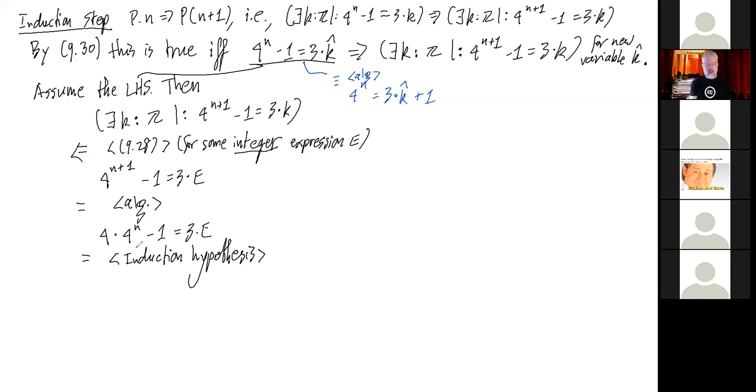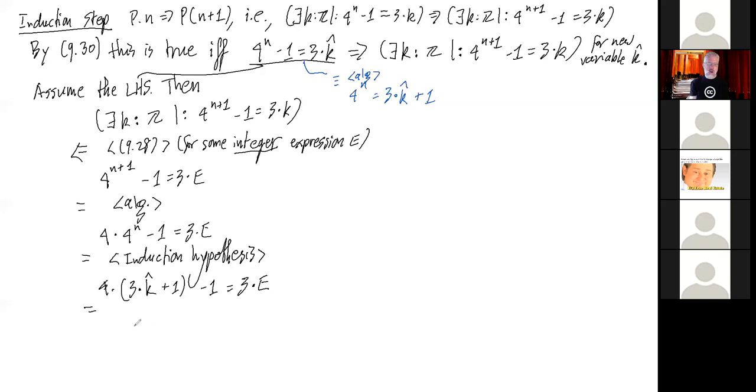And this is perhaps the most important step. Well, I mean, they're all important, or that thing doesn't work, but this is a really central step in this proof. So we have 4 to the n is 3 times k hat plus 1, minus 1 equals 3 times e.